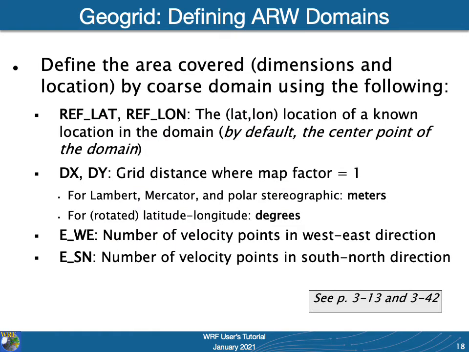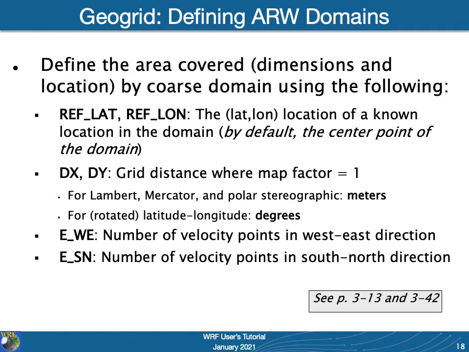So we can summarize the parameters that were illustrated on the previous slide as follows. Reference latitude and reference longitude are the latitude and longitude at some point in our model simulation domain, and by default, they refer to the geometric center of our coarse domain, although it is possible to have these latitude and longitudes refer to some other grid point in the model domain. And this is described more in detail in Chapter 3 of the User's Guide.